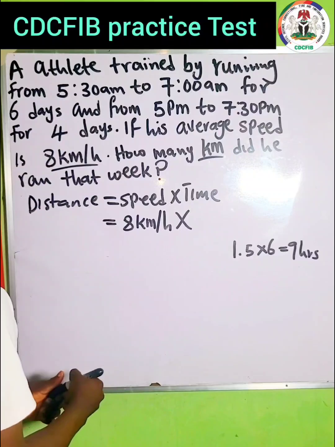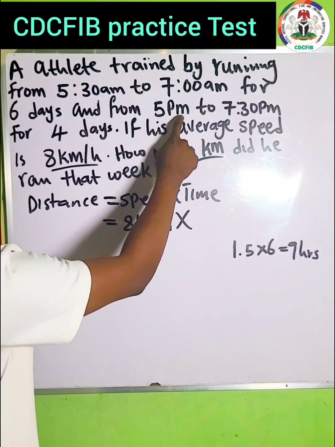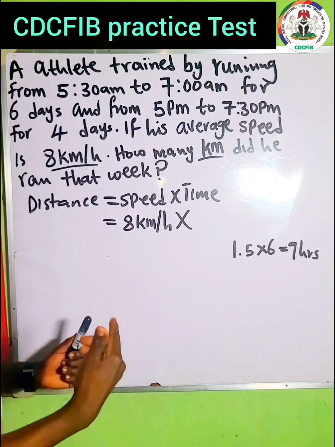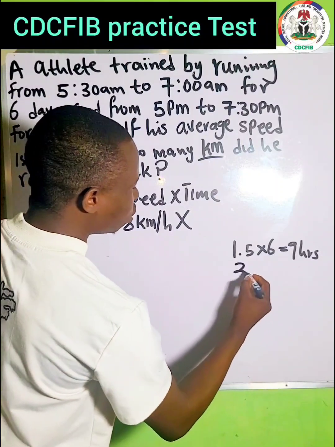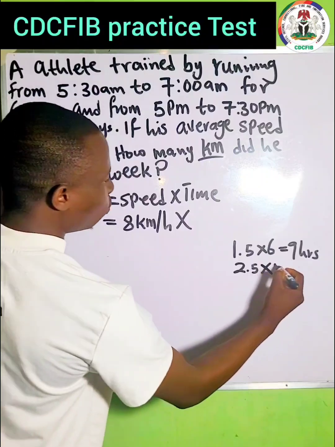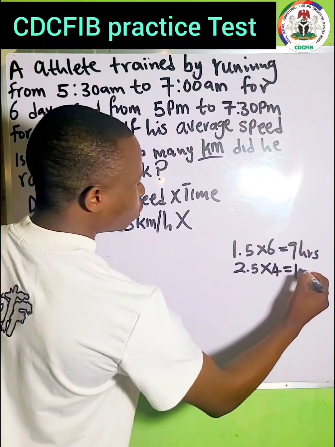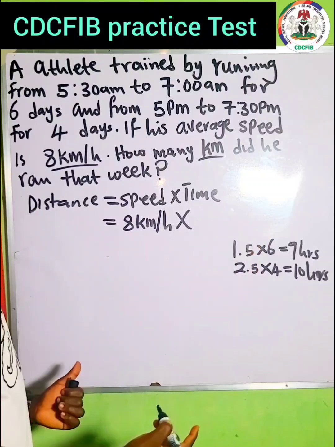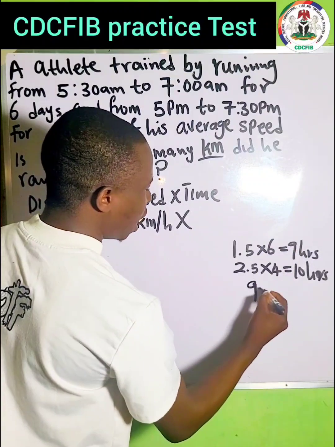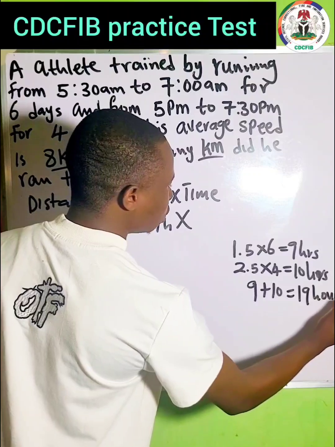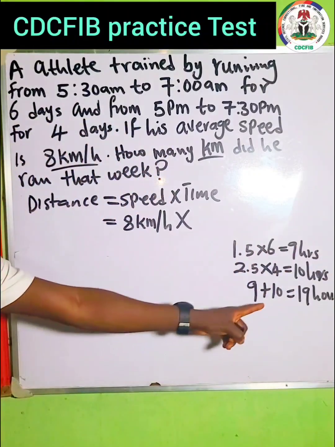Now the second time he ran from 5 p.m. to 7:30 p.m. is going to be 2 hours 30 minutes, which is the same as 2.5 hours. Multiplied by how many days? For 4 days. So multiply by 4, which is going to give us 10 hours. Now to get the total hours, we're going to add the 2 hours together. So this is going to be 9 hours plus 10 hours. It's going to give us 19 hours. So the whole time he's running is going to be 19 hours.